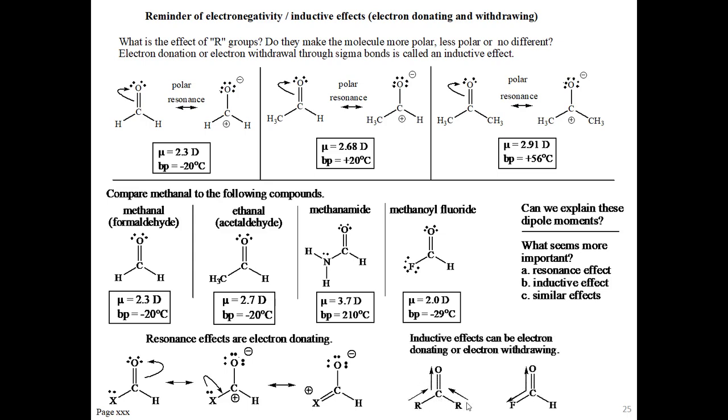So with R groups, remember we're pushing electron density towards the electronegative oxygen. With fluorine, we're pulling electron density away in the sigma bonds. This is a tug of war. And that is balanced by the electron donation in the resonance structures that we see here. Okay, so a lot of stuff on this slide to think about.